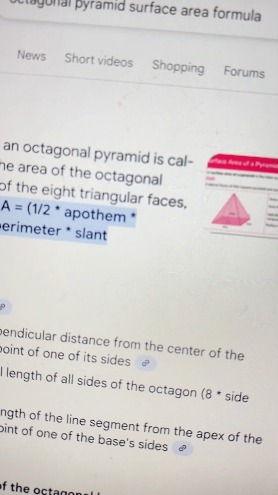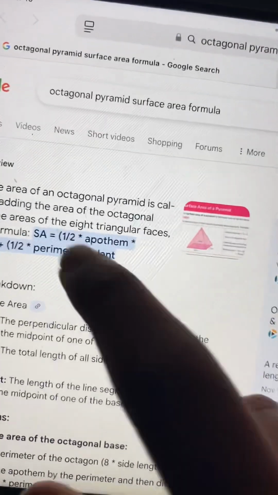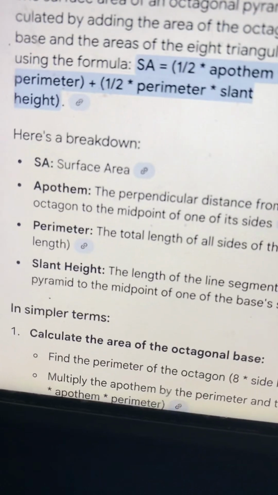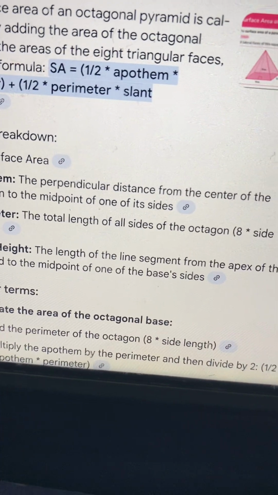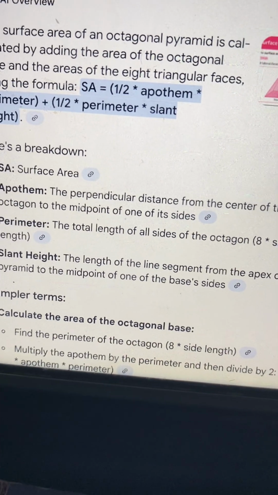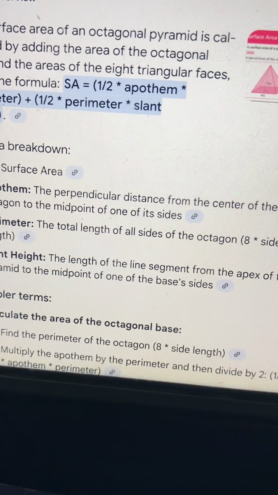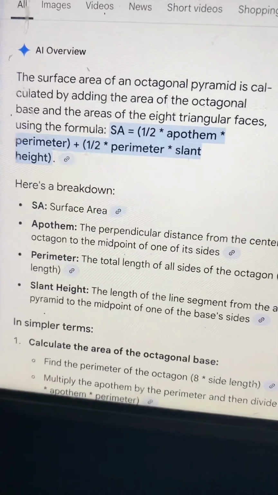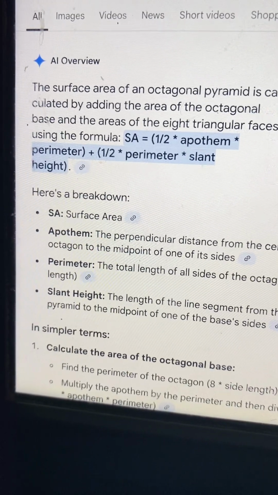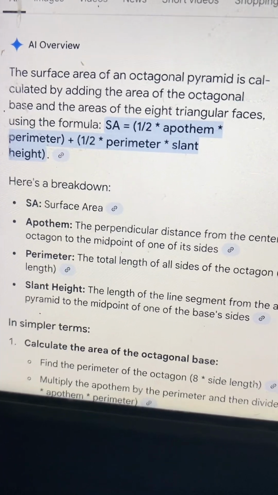You probably don't know what apothem is. Don't worry, I don't know what apothem is either. The apothem is the perpendicular distance from the center of the octagon to the midpoint of one of its sides. So it's only for an octagon that the apothem is present.